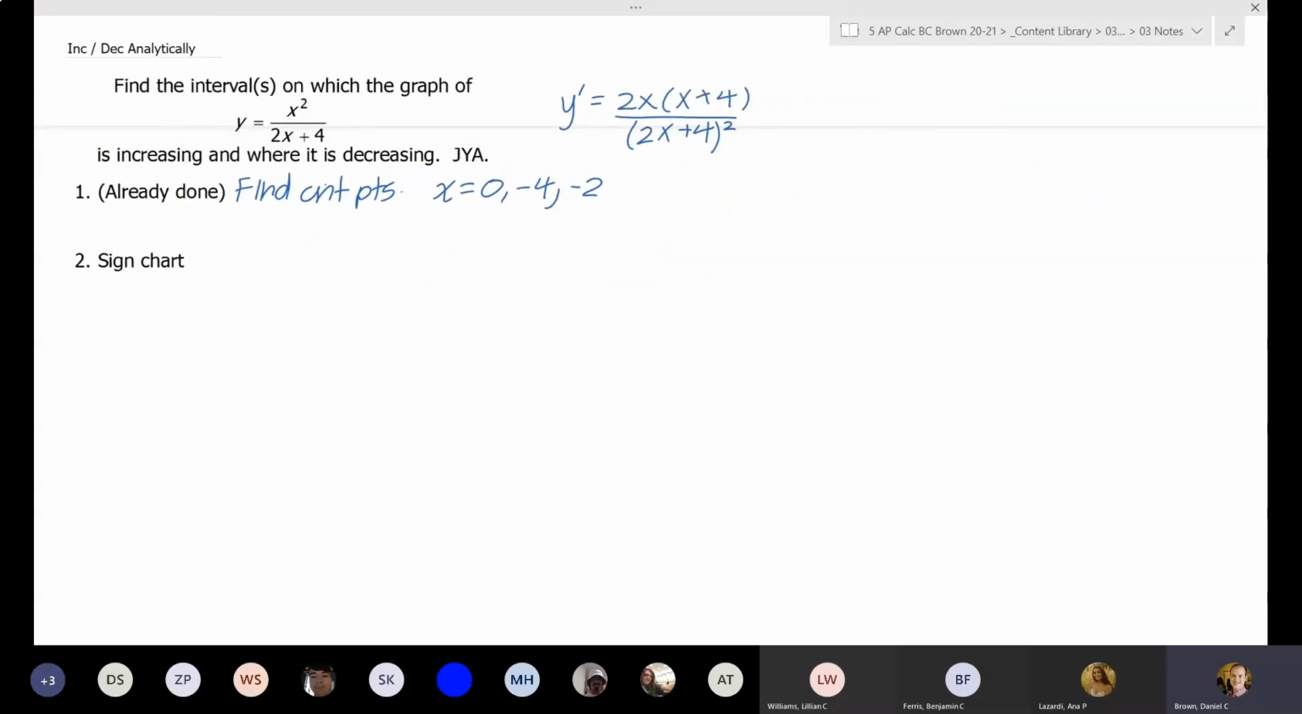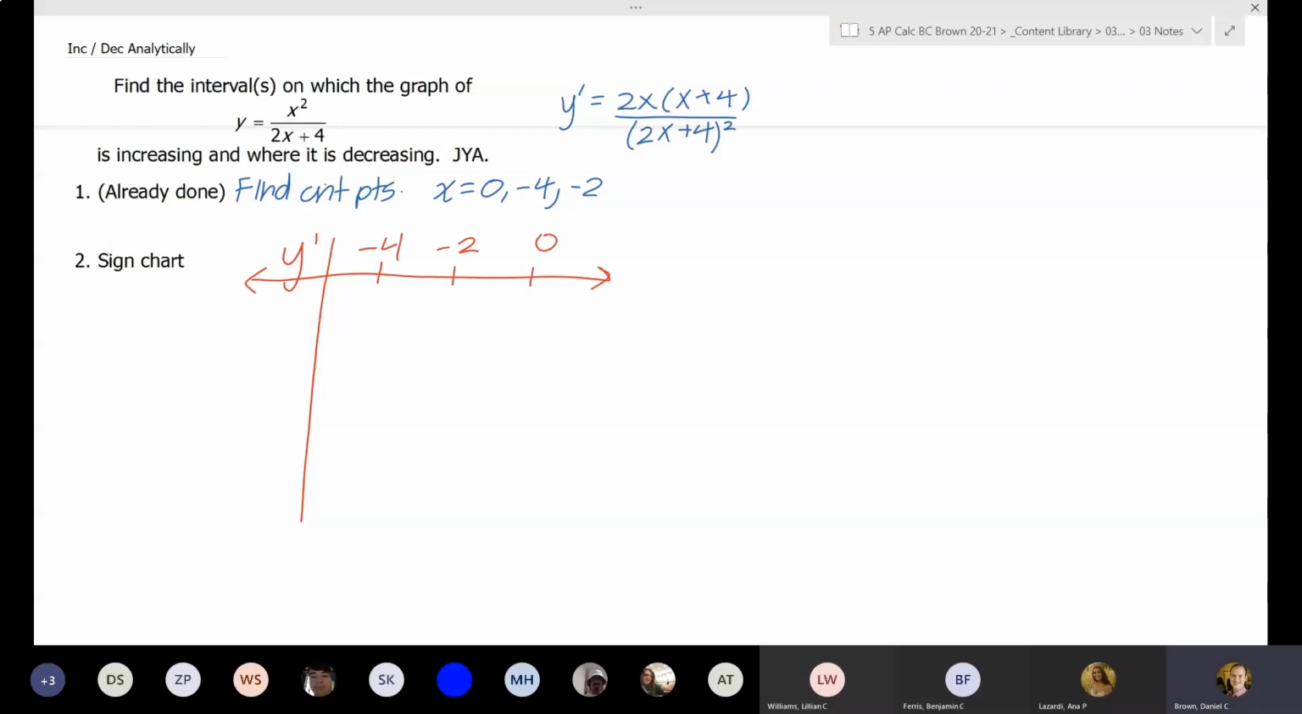So what do I mean by a sign chart? A sign chart is basically a number line, and we're going to use that number line to figure out when the derivative is positive and when the derivative is negative. We know a positive derivative means the function is increasing. We know a negative derivative, the function is decreasing. So on my number line, I'm going to go ahead and put my critical points. I do want to put them in numerical order. So like -4, -2, and 0.